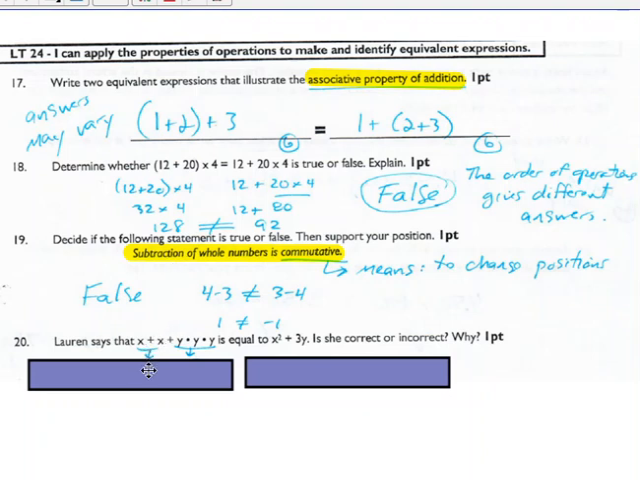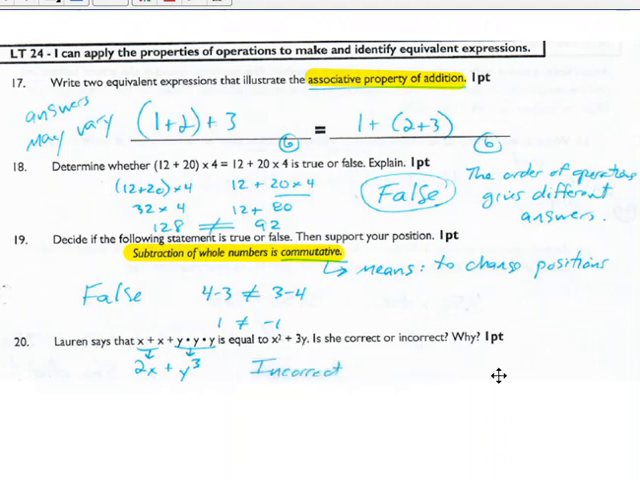Number 20, Lauren says that this expression is equal to x squared plus 3y. Well, I summarized this right here. If you're adding, that would really be 2 x's. But if you're multiplying, that's y to the 3rd power. And that's not the same thing as what she has here. So she was incorrect, and you had to prove it or explain it or show it in some way.